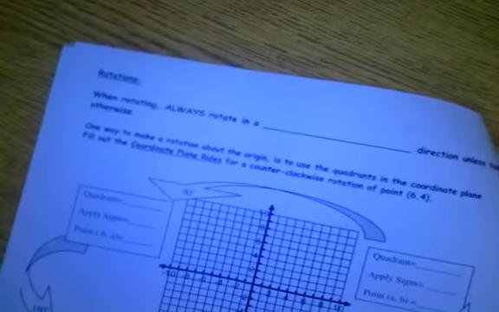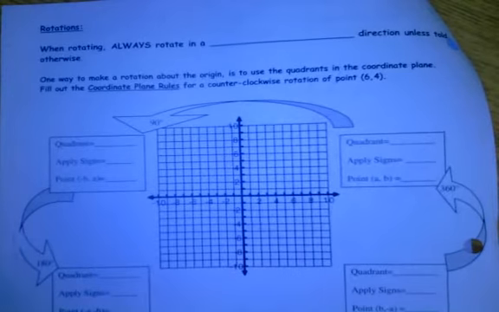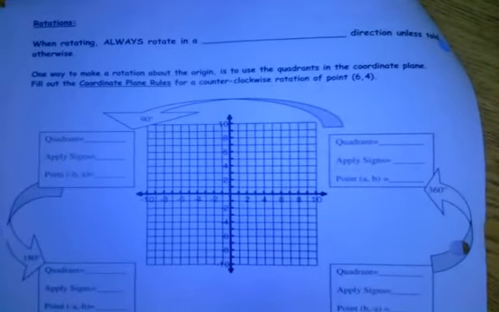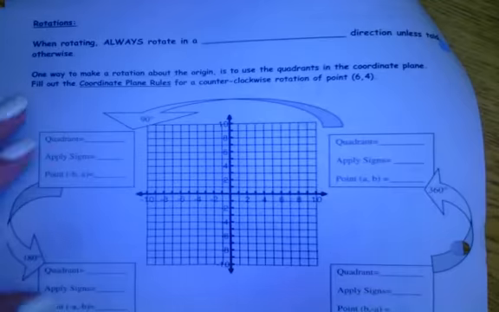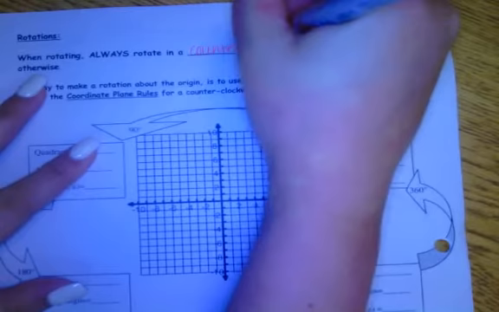No? Okie dokie. Okay, so the toughest transformation to me is rotations. And the reason why rotations are tough is because there's 4 distinct rules that you just have to memorize. Okay? And we're going to spend some time taking time to memorize those 4 coordinate notations. When rotating, always rotate in a counterclockwise direction unless told otherwise.